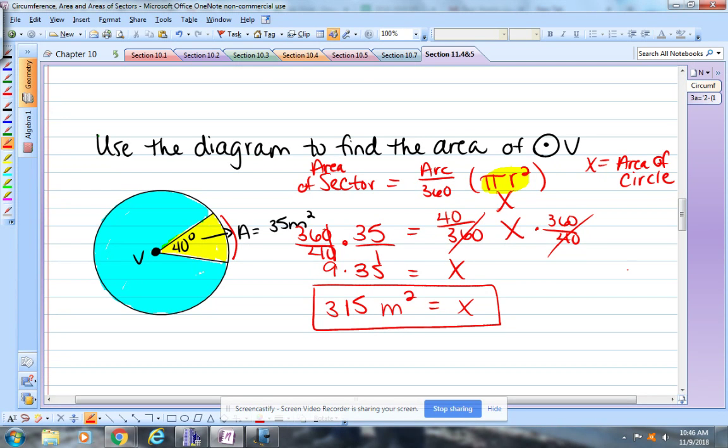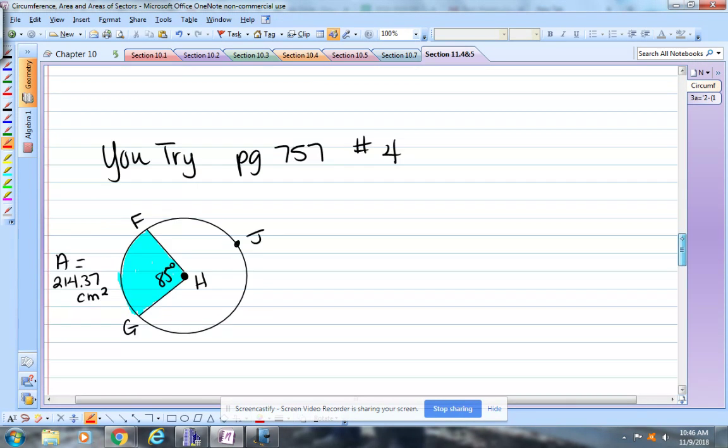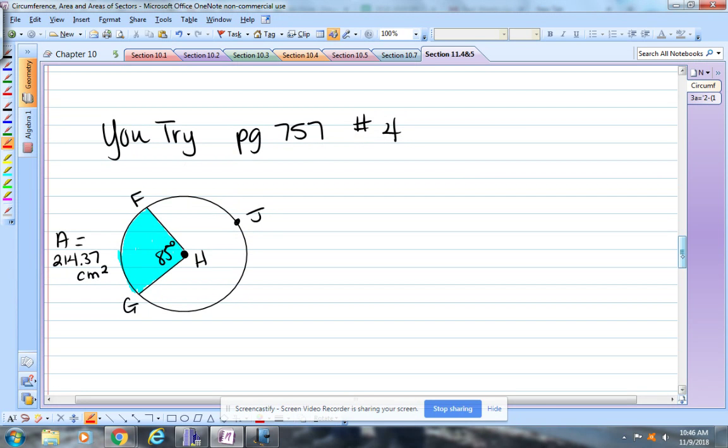Do y'all understand that? They gave us the area of this little sector. We used that to find the area of the whole circle, so we kind of worked that formula backwards. Let's do it again. This is a you try. Do you think y'all can try, or do you want to do it together? Y'all try, and then we'll do it together.